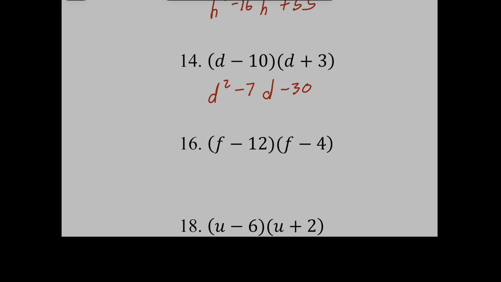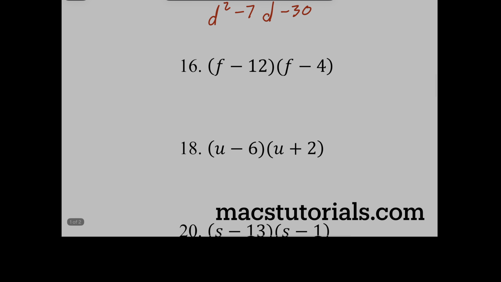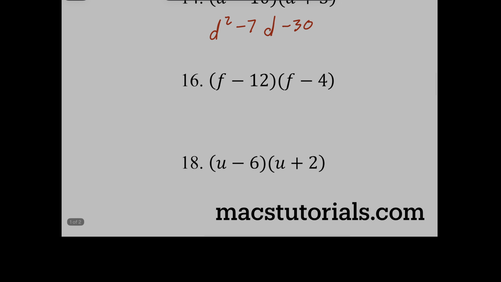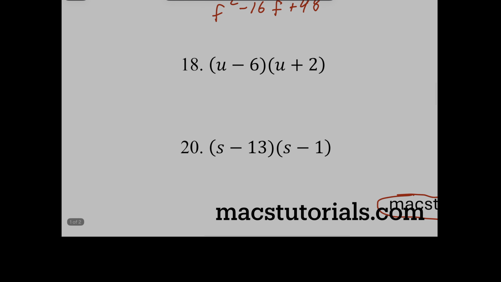This is going to be very helpful if you learn this trick for when we learn to factor, because I'm going to go back to this when we talk about factoring. Number 16, I'm going to have an f squared and an f. When I add them, they add to a negative 16, but they multiply to a positive 48. Let's go to number 18. I'm going to get a u squared and I'm going to get a u.